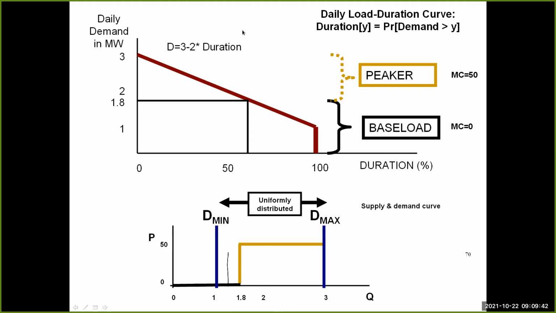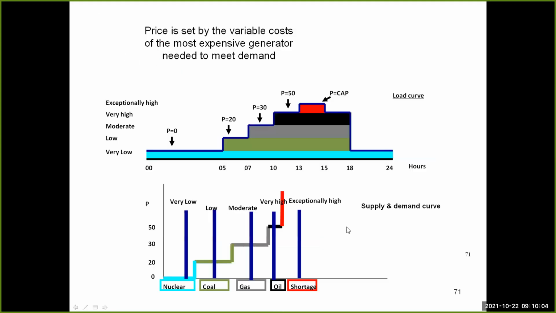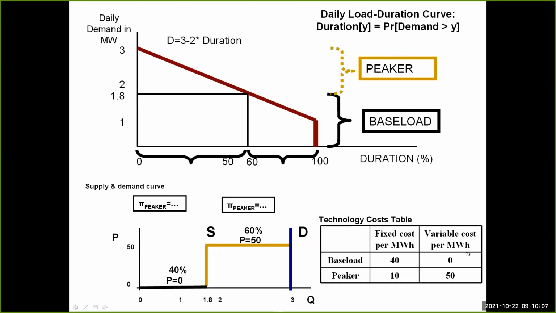What if the demand line is at this level? Well, we see it intersects at 50. So here the price is 50. Okay, that means that it looks like this. So for all the outcomes between 1 and 1.8, the price is 0. For all the demands between 1.8 and 3, it's 50.